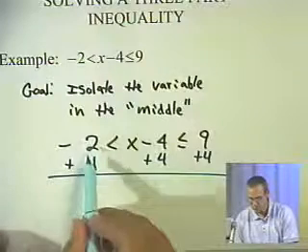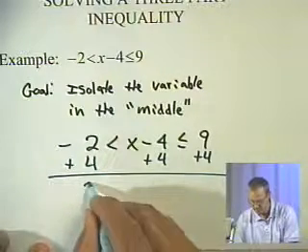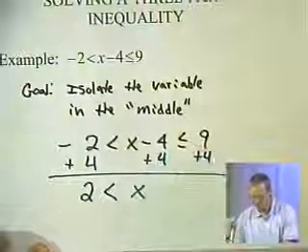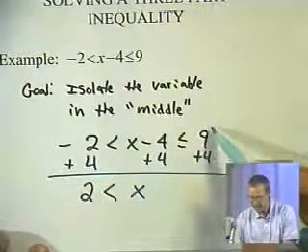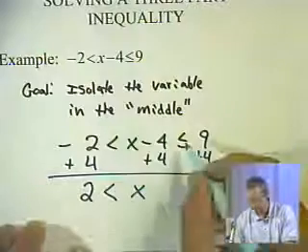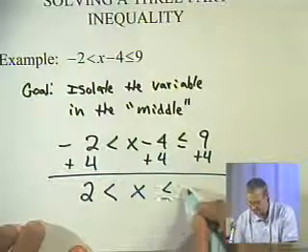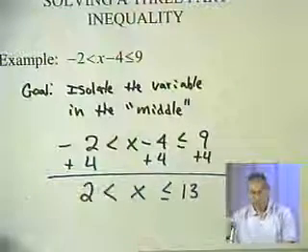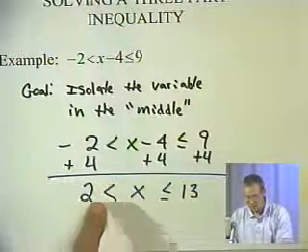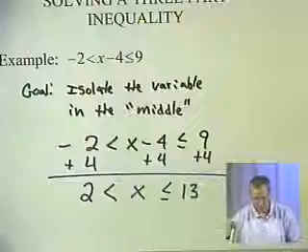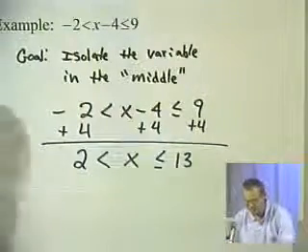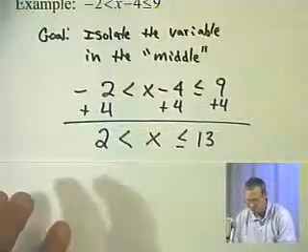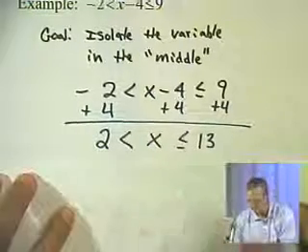So negative 2 and a positive 4 is a positive 2, less than x. Notice the 4's are going to disappear. And again, adding 4 to this side of the inequality does not affect the direction. And 9 plus 4 is 13. So my solution is x is greater than 2, less than or equal to 13. Now, you'll probably be asked to write that in interval notation. So let's go ahead and first put this on a number line, and then we'll come up with the interval notation.